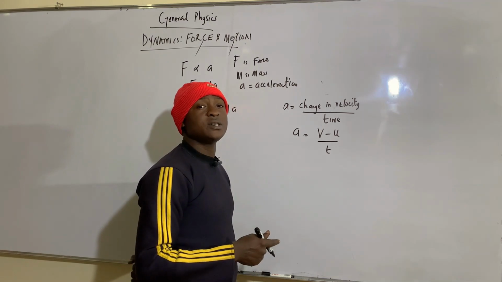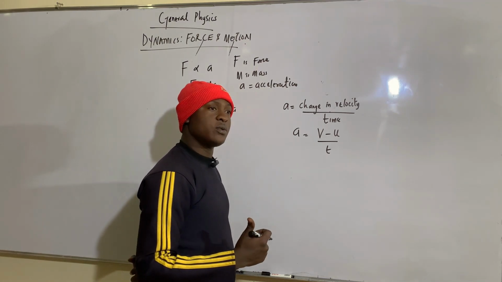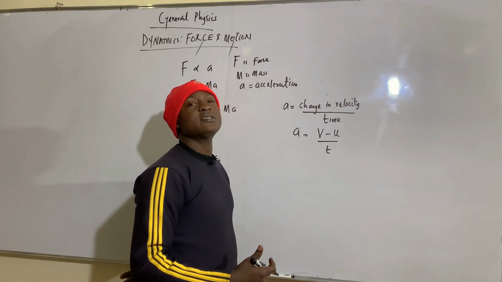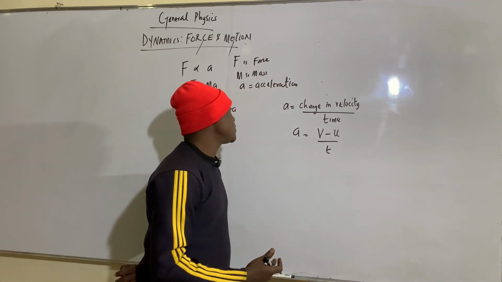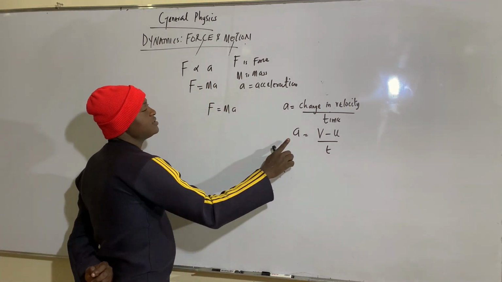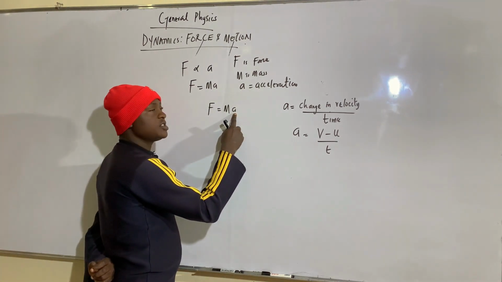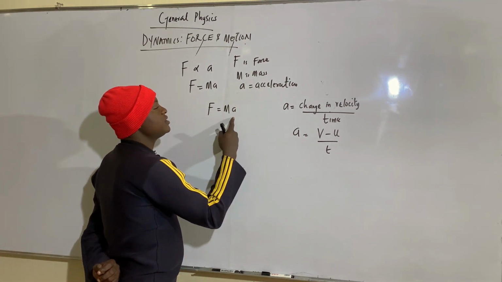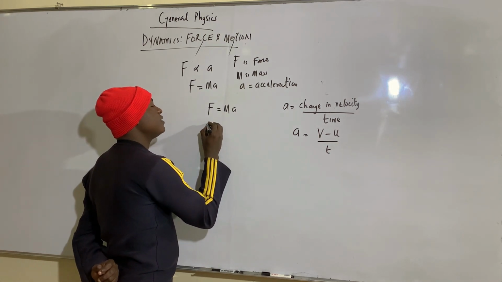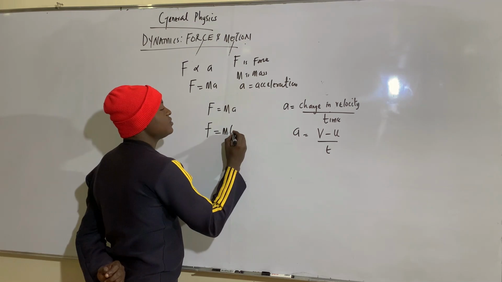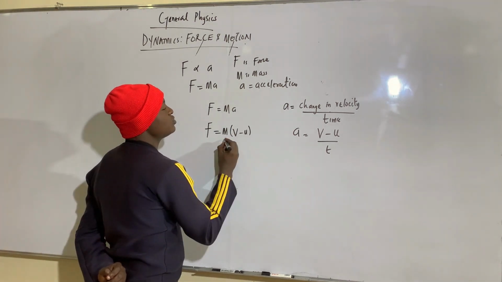We explained that in detail, so in case you missed the previous video, you can watch it to understand the concept of speed, distance, displacement, and acceleration as well. So now, since I know that my a is equal to v minus u over t, I can make a simple substitution here. If I substitute the value of a into this equation, I have force is equal to m, and instead of writing a, we write v minus u all over t.